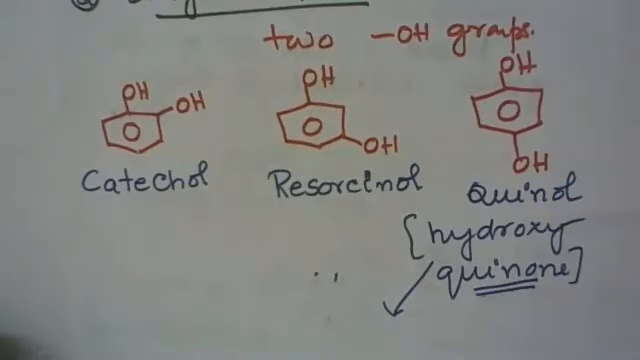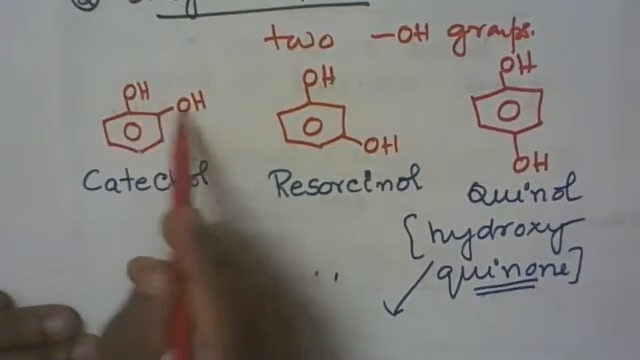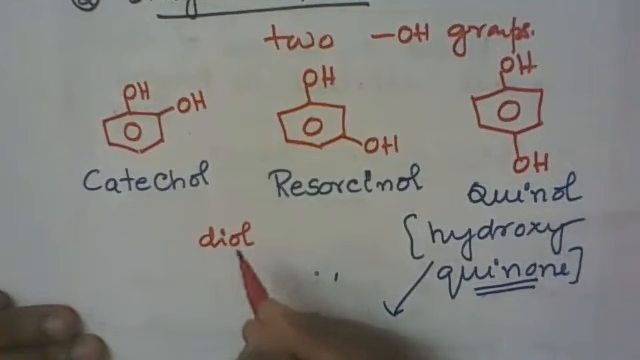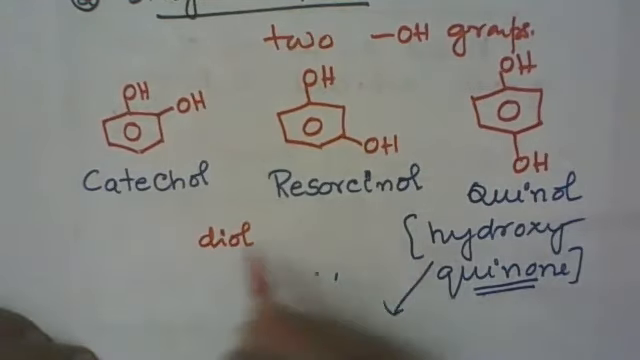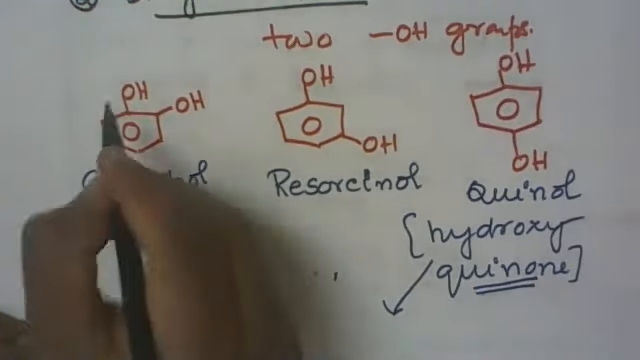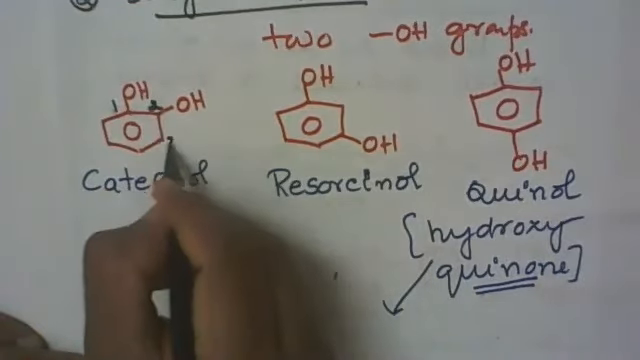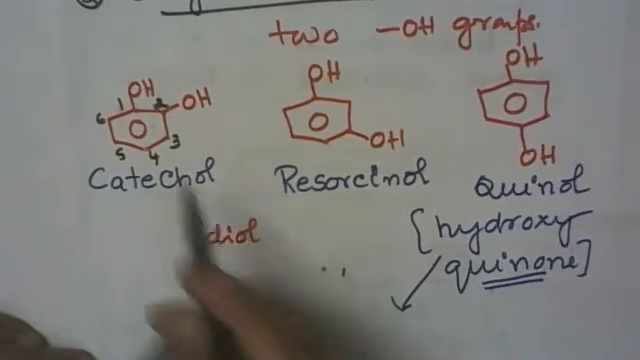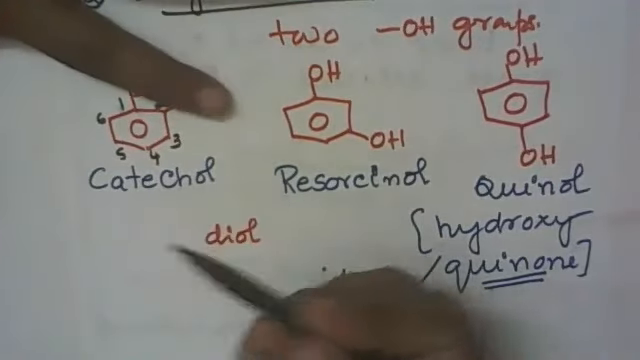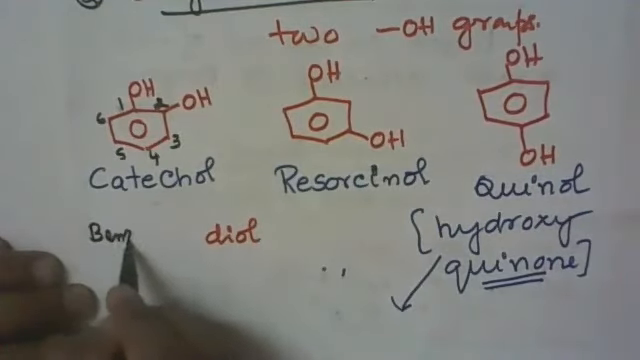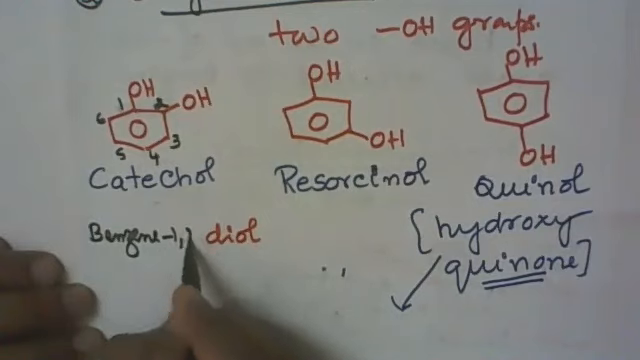Now let me write down the IUPAC name. How many OH groups are there? 2 are there, so the name ends with diol. Remember: phenol, OL, OH. Diol, 2 OH groups are there. Now what are the positions we have got? Positions are 1-2 position. 1, 2, 3, 4, 5, 6. I'll call it diol. OH has been removed now. What is remaining? Benzene. So it is a derivative of benzene, and can be called benzene-1,2-diol.